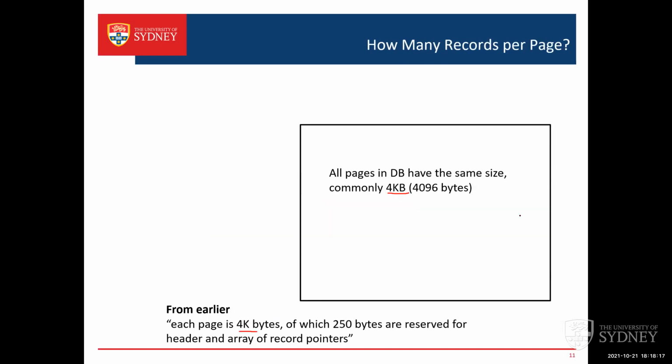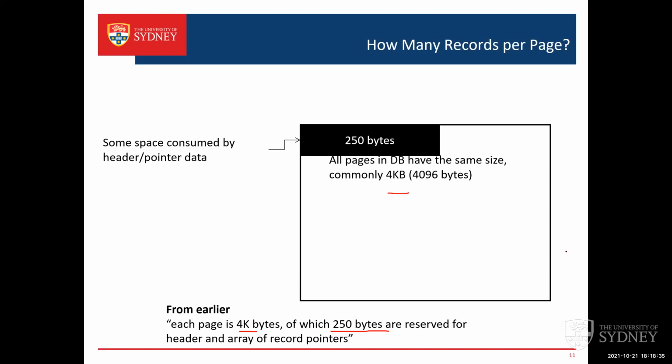So how many records can we store in one page? The equation should be very easy, right? This one divided by 200, that should be the equation, but we have 250 bytes reserved for header data. So there we cannot store any record. So we have to subtract that one first.